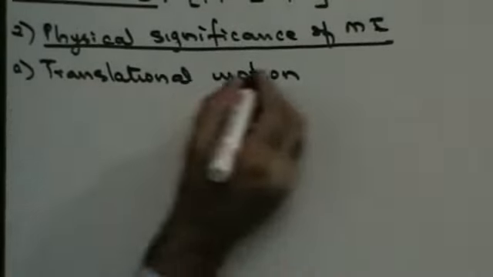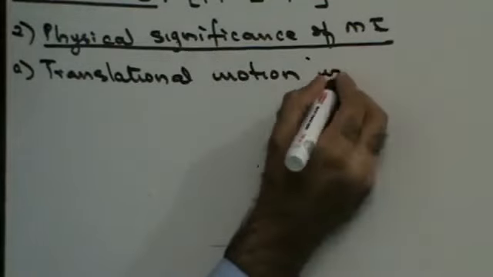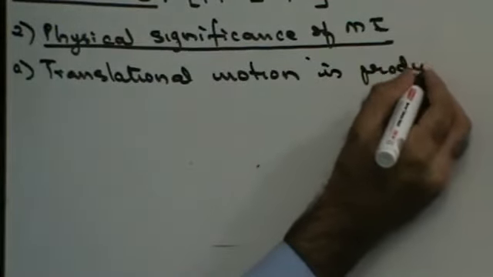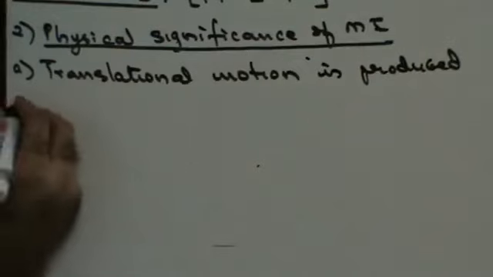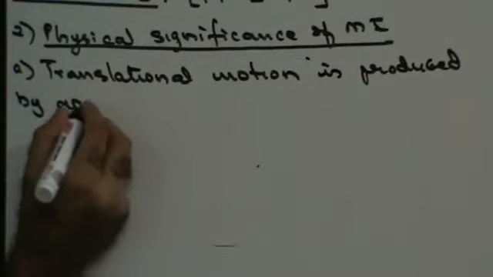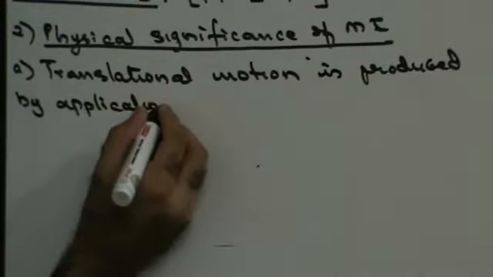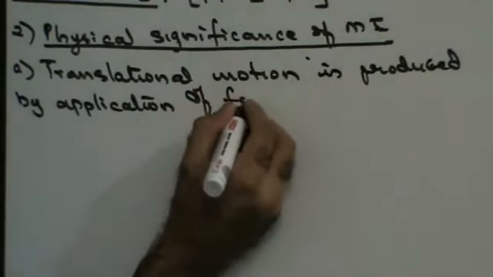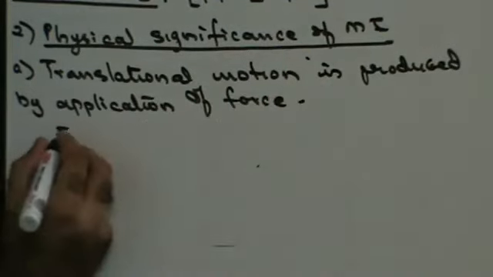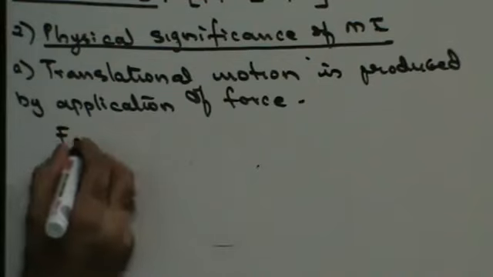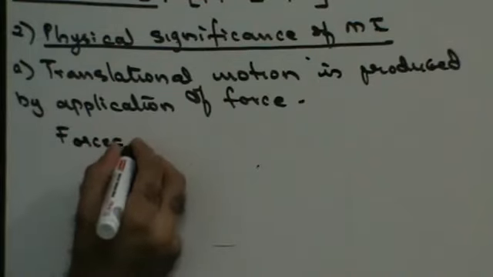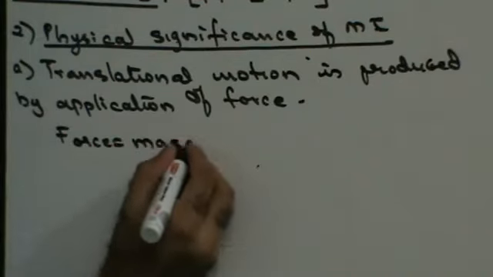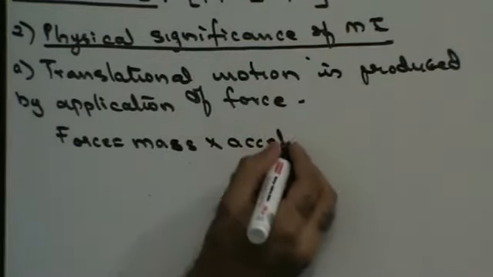Translational motion is produced by application of force, and force is given by the formula mass into acceleration.